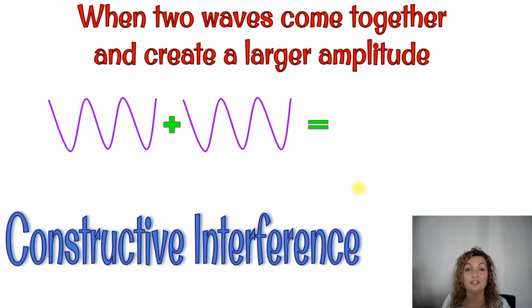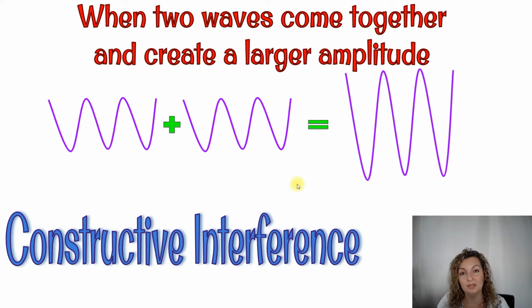We're gonna talk about constructive interference first. And that's just when two waves come together to create a larger amplitude. Essentially, it makes a larger wave, right? So we have two waves here, and they are gonna form this bigger wave.